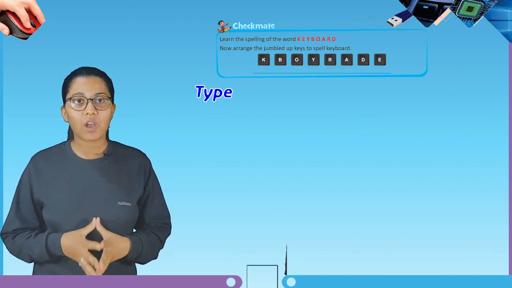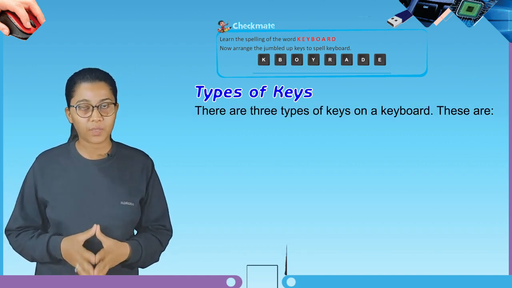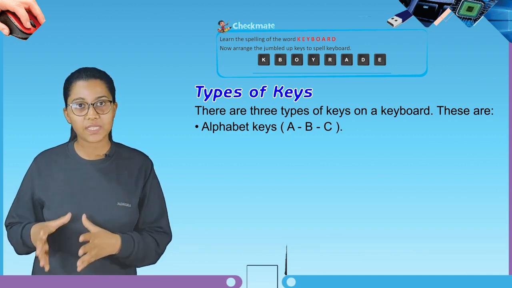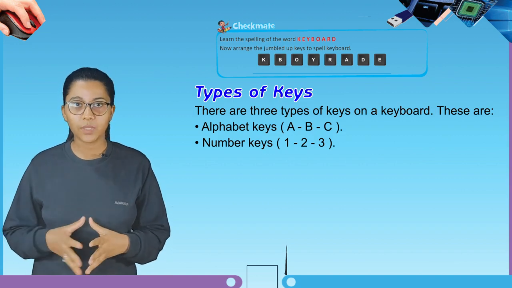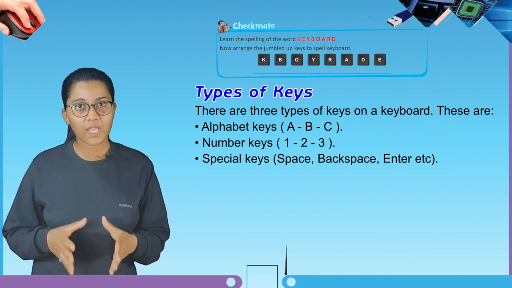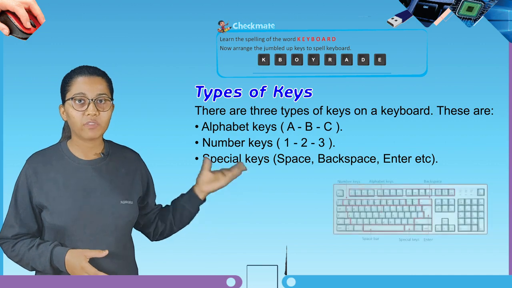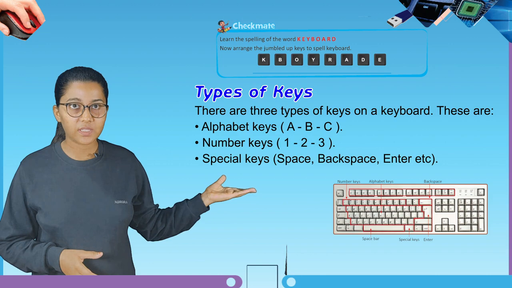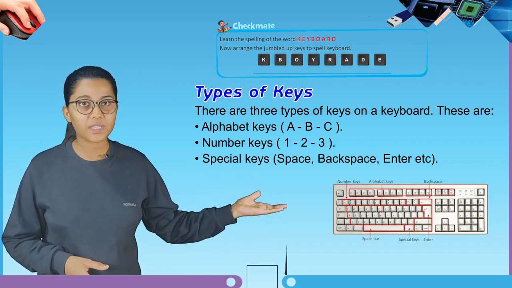Now we have types of keys. There are 3 types of keys on a keyboard. These are alphabet keys like A, B and C, number keys like 1, 2 or 3, and special keys like spacebar, backspace, enter, etc. Here you can see a picture of a keyboard in which you can see different types of keys: number keys, alphabet keys, and special keys like backspace, spacebar and enter.